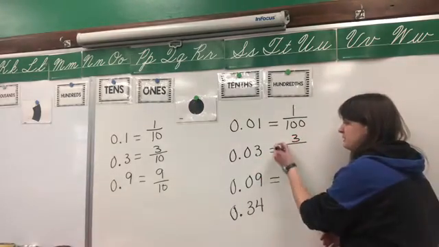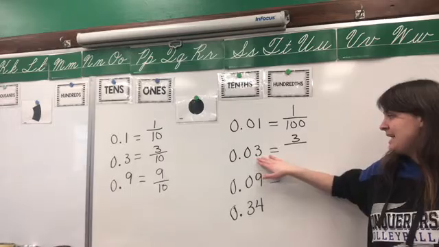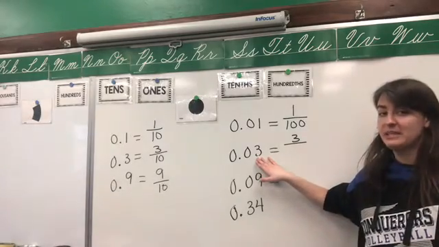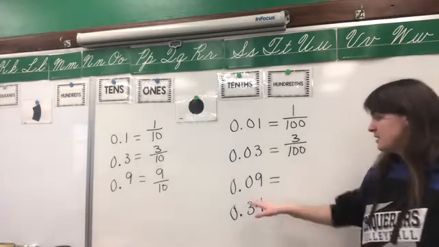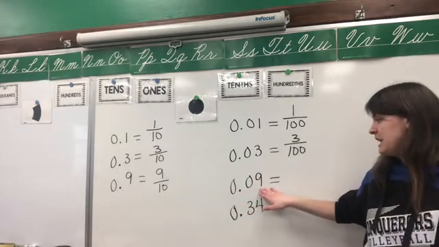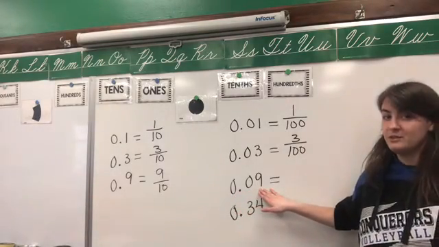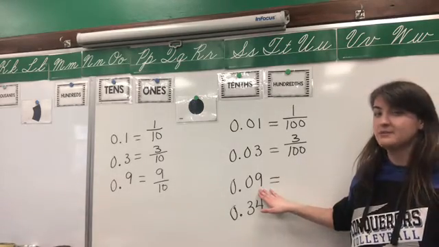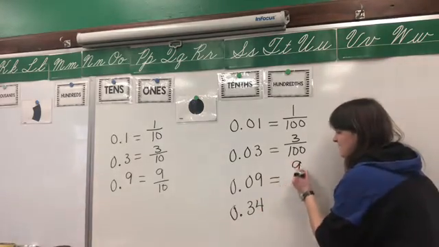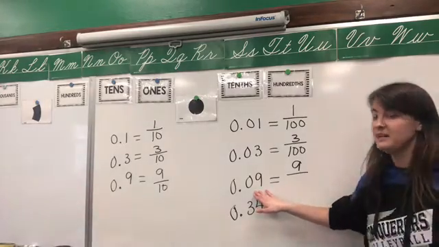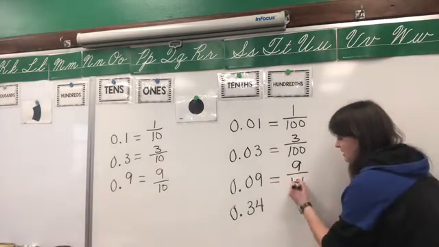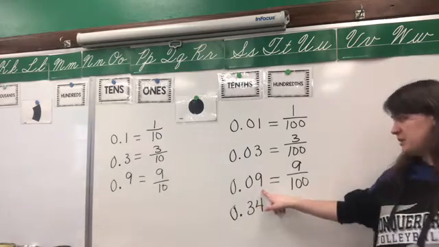If I've got 0.03, once again my numerator is going to be 3. That's the number that we're working with up top, and it ends in the hundredths place value spot. So my denominator is going to be 100. If I've got 0.09, our numerator is going to be, that's right, 9, and my denominator is going to be, that's right, 100, because we're working in the hundredths place value spot.